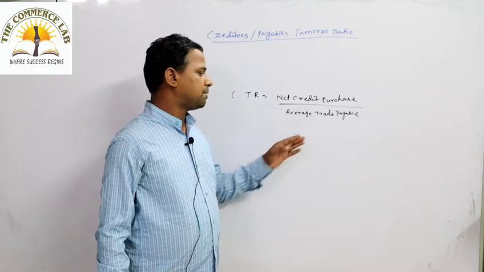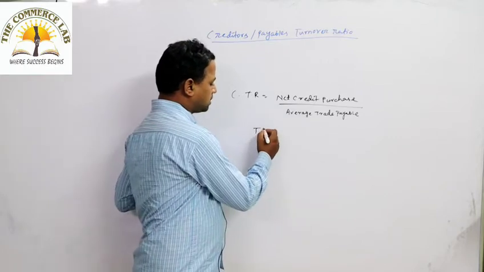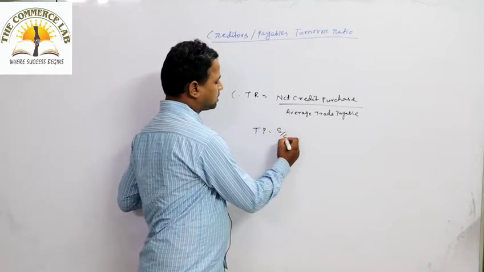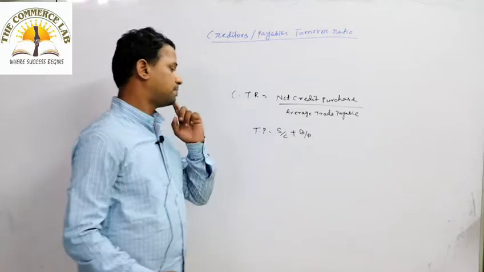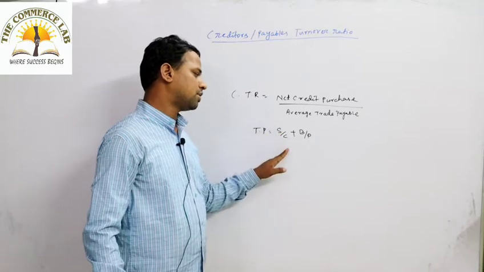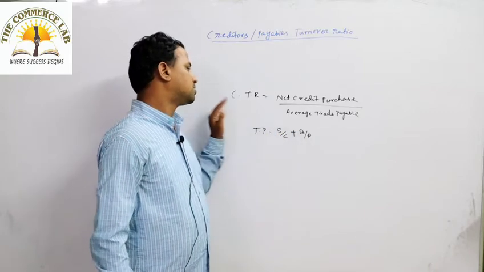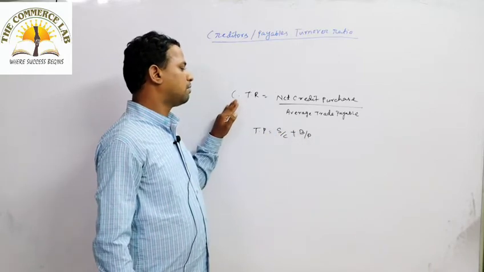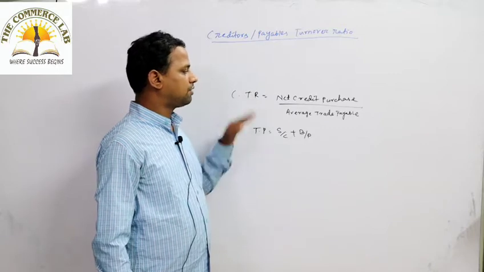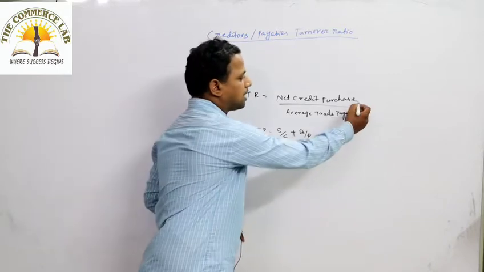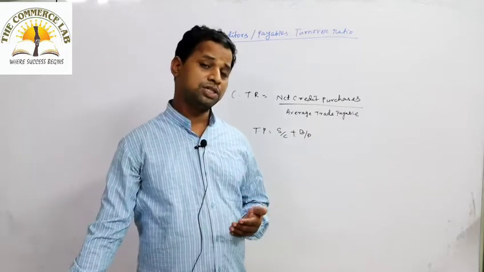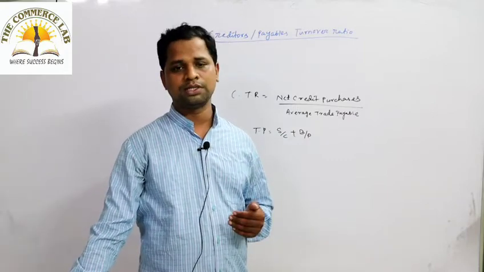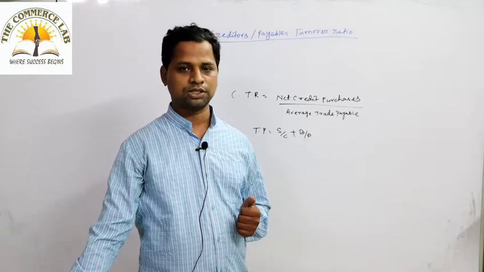So what is trade payable? Trade payable is nothing but sundry creditors plus bills payable. So the creditor turnover ratio can be calculated with the formula net credit purchases divided by average trade payable. Whenever we purchase any kind of goods on credit basis, sundry creditors arise.